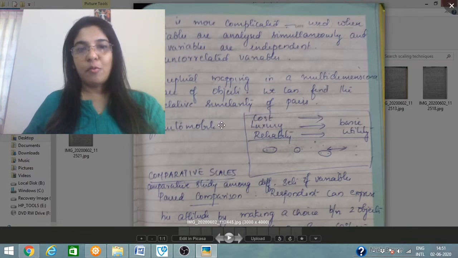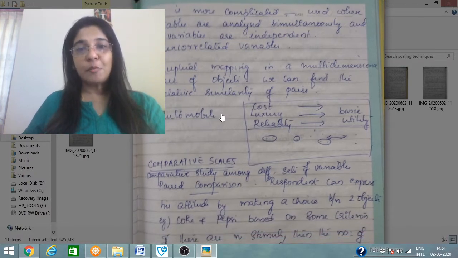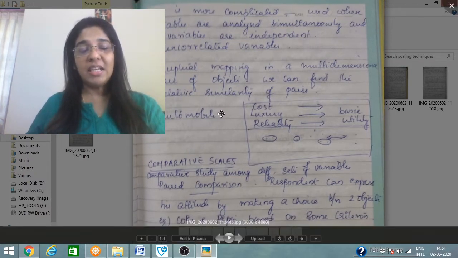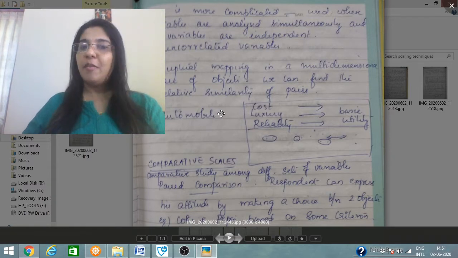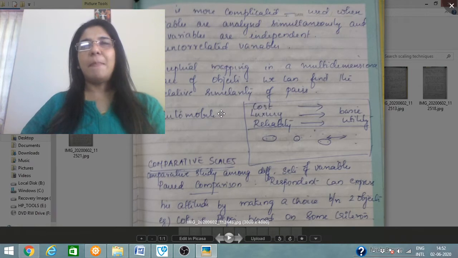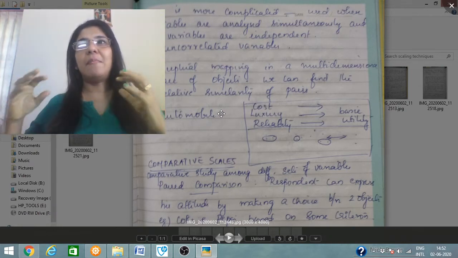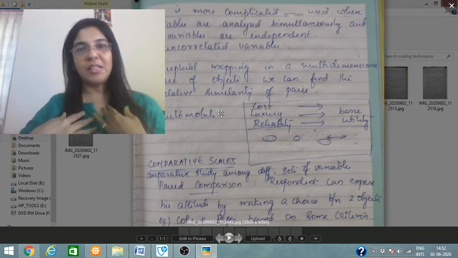And one type, what I said before, is perceptual mapping. It is a type of multi-dimensional space of objects. We can find the relative similarity of different sets of pairs, etc. Perceptual mapping, that is a mapping based upon a perception.